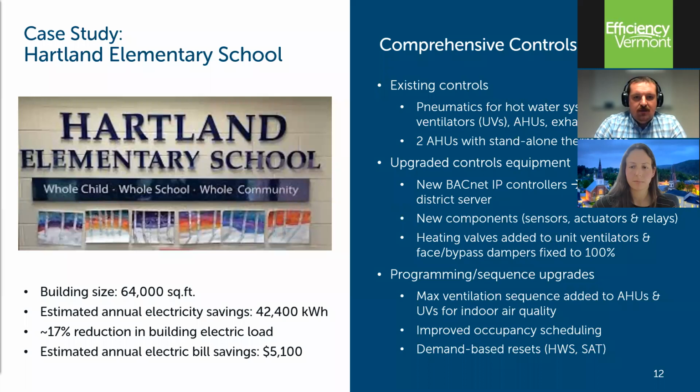Thank you, Alex. So for Heartland Elementary School, we had an existing pneumatic system with about 30 unit ventilators, 3 air handling units, the hot water system, and then miscellaneous zones like baseboard radiation, cabinet unit heaters, and exhaust fans. For this project, we ripped all of the pneumatics out and replaced everything with new BACnet IP controllers. The school district had an existing building automation system that we were able to bring everything into.